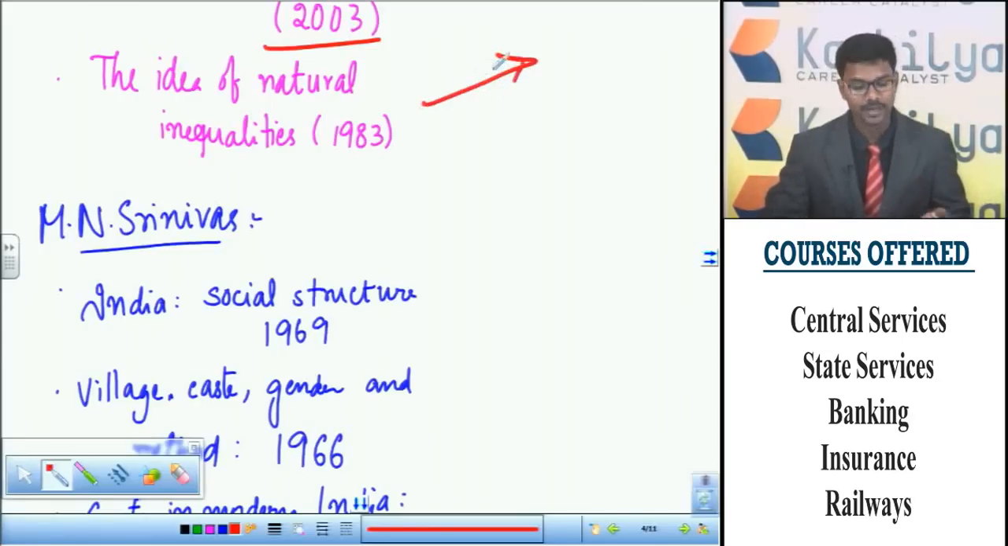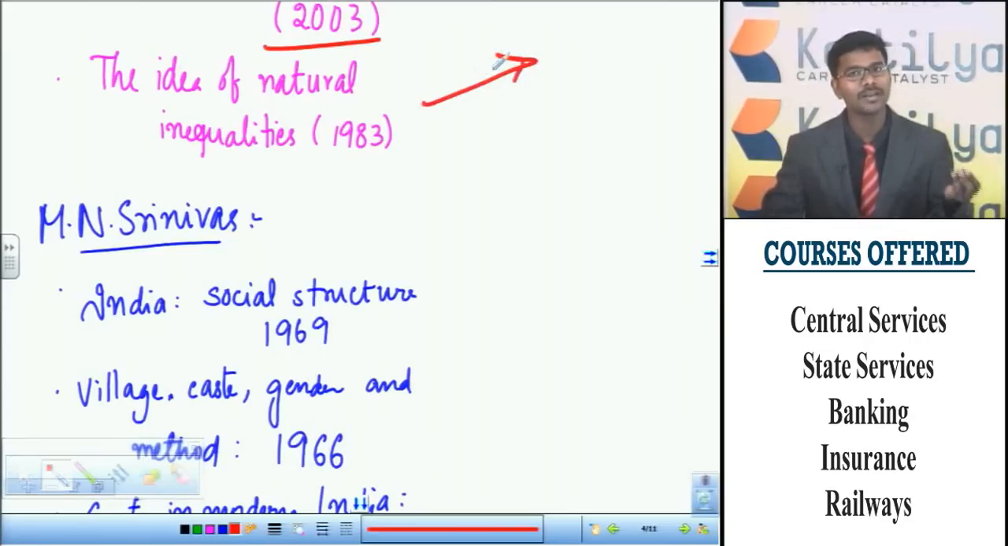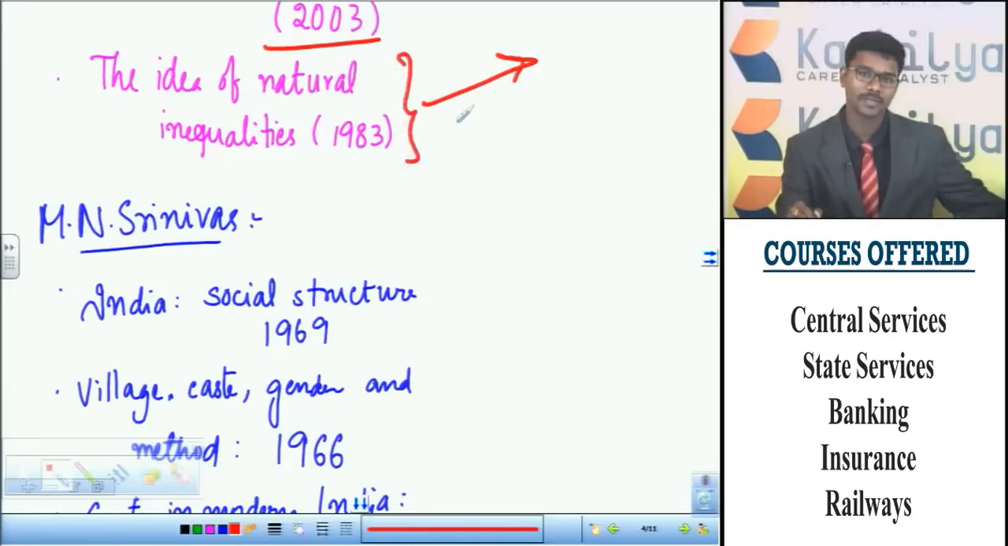The Idea of Natural Inequalities means that by birth I am unequal when compared to any other person. Why is that inequality there? That is because of my birth. Our reason and our specific study, he wrote in 1983 in the book The Idea of Natural Inequalities. Andre Beteille it is.